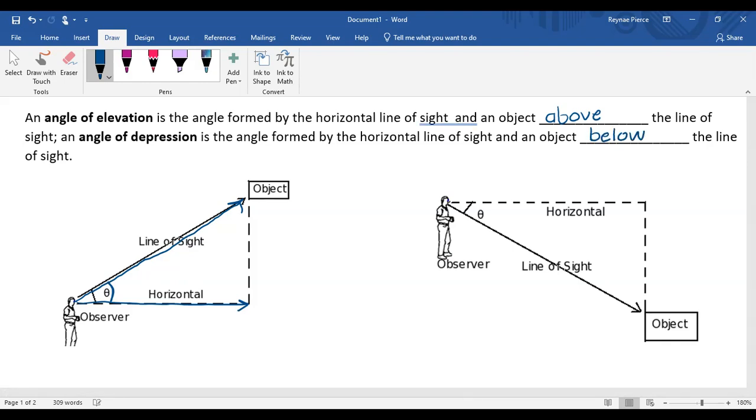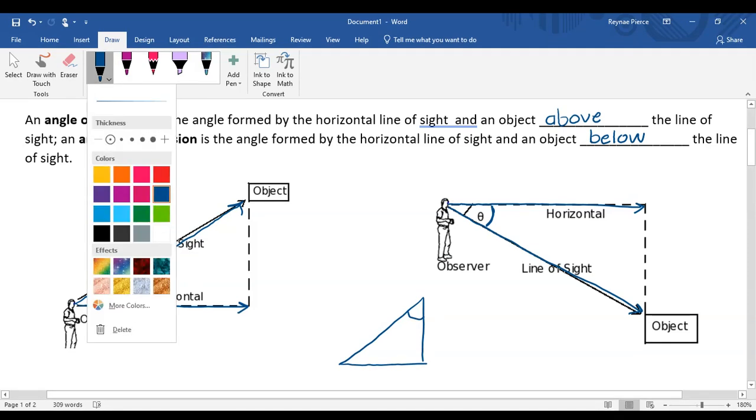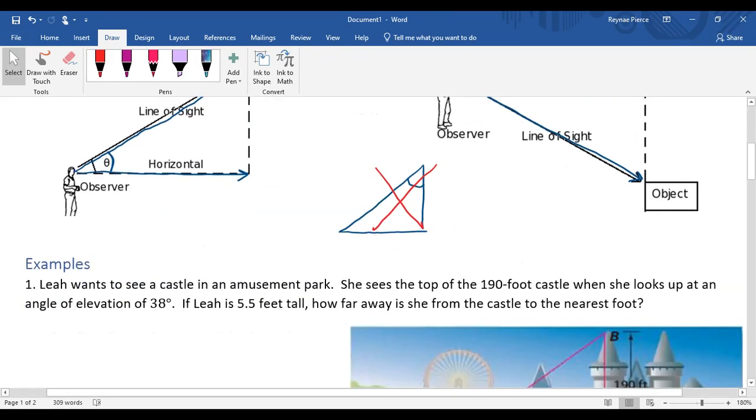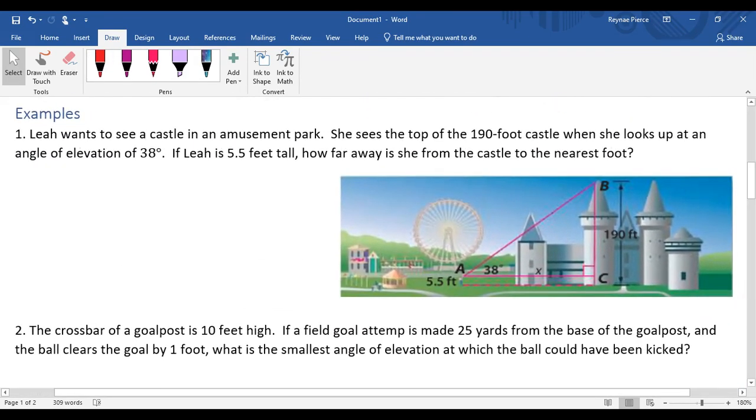So you're looking straight ahead and then you see something on the ground and you look down at the ground. That angle there that's formed by those two different lines of sight. Please, please, please, when you hear angle of depression, do not draw your triangle like this and then make this your angle of depression. Don't do it. It's wrong. Okay. So we're just going to jump to examples.